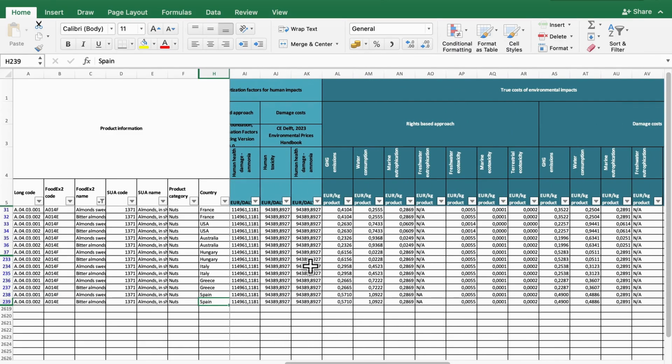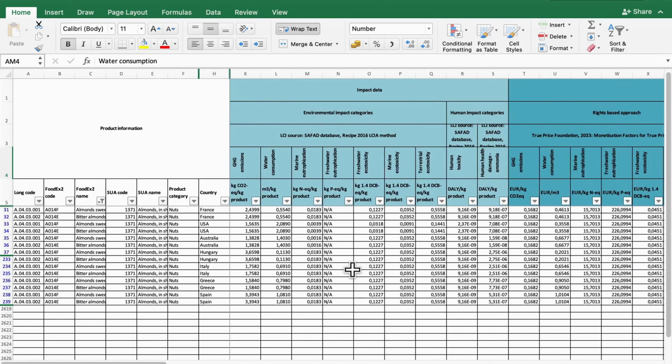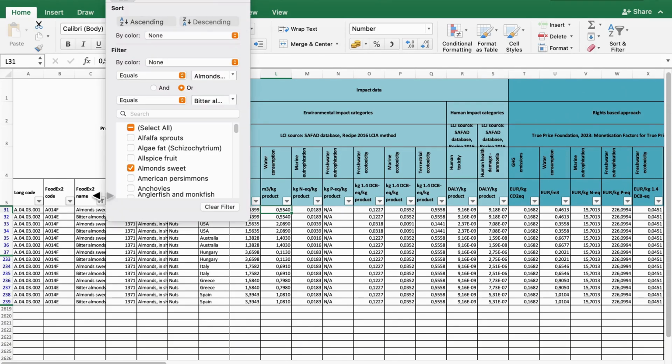I can then come back to each of the individual impacts, and unsurprisingly, we can see here that a relatively large proportion of the true costs comes from water consumption for almonds. And I can also come back to the actual impact data and see here, for example, that the almonds produced in Spain use just over a cubic meter of water per kilogram of almonds, while those produced in France use just over half a cubic meter.